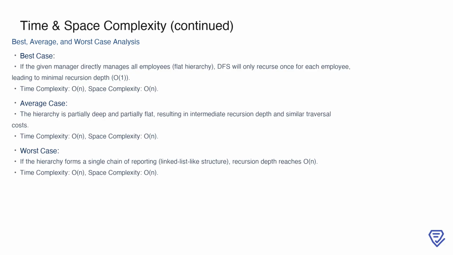In the average case, where the hierarchy is a mix of deep and flat structures, the recursion depth and traversal costs are intermediate, but the time and space complexities remain O(n). In the worst case, where the hierarchy forms a single chain of employees, the recursion depth reaches O(n), but even here, the time and space complexities are still O(n). This consistency across all scenarios demonstrates the efficiency of our approach.